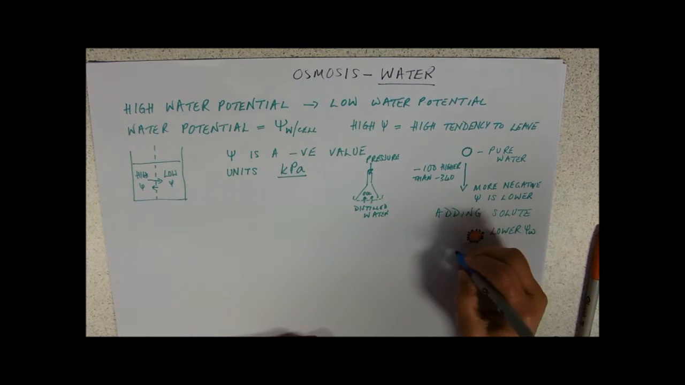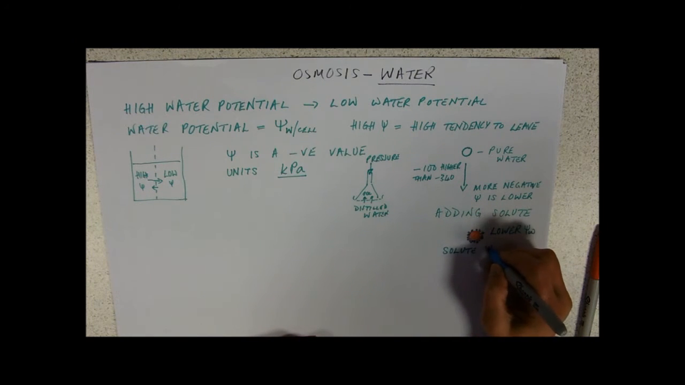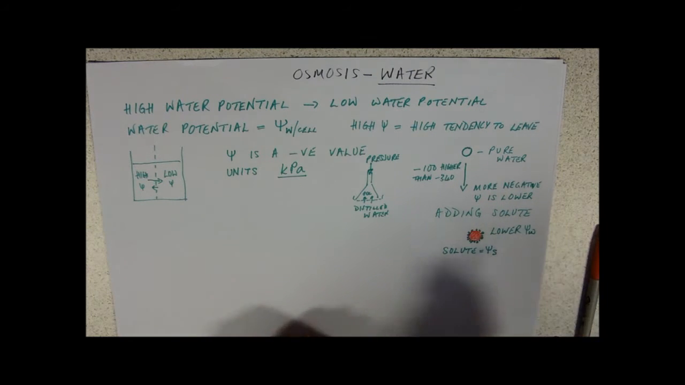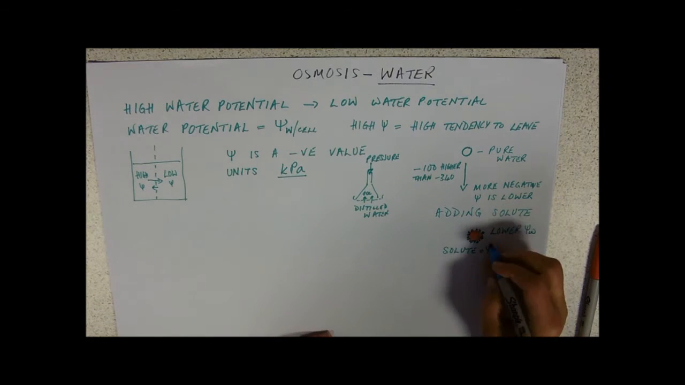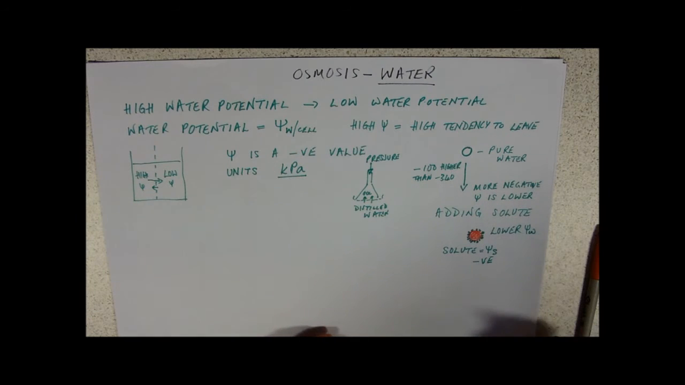So we also refer to something called solute potential, which is psi S, which is the solute contributing to that water potential. And again, it's a negative value. So the more solute you've got in, the more negative that value will be. So I think that deals with solute. So we can deal with how this affects cells then.